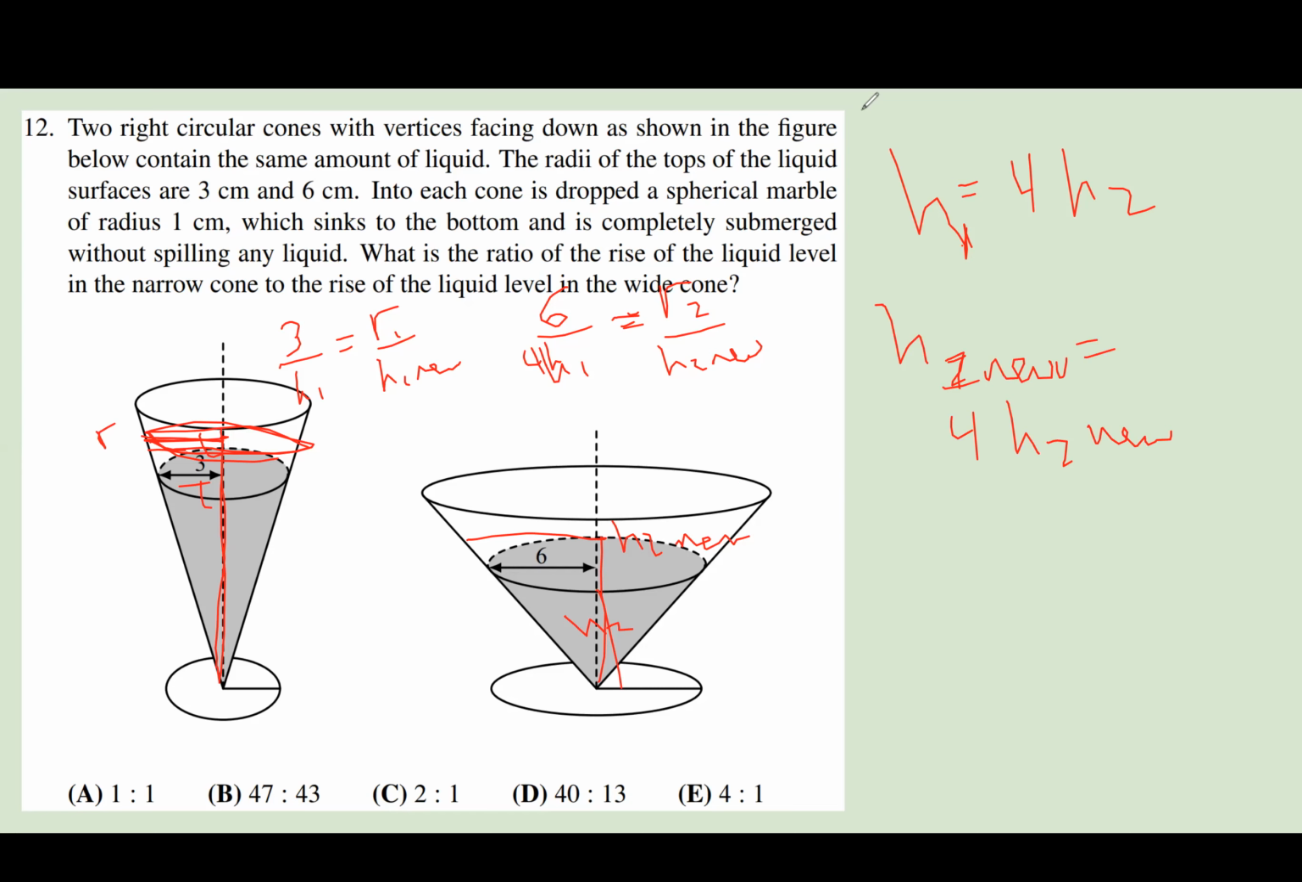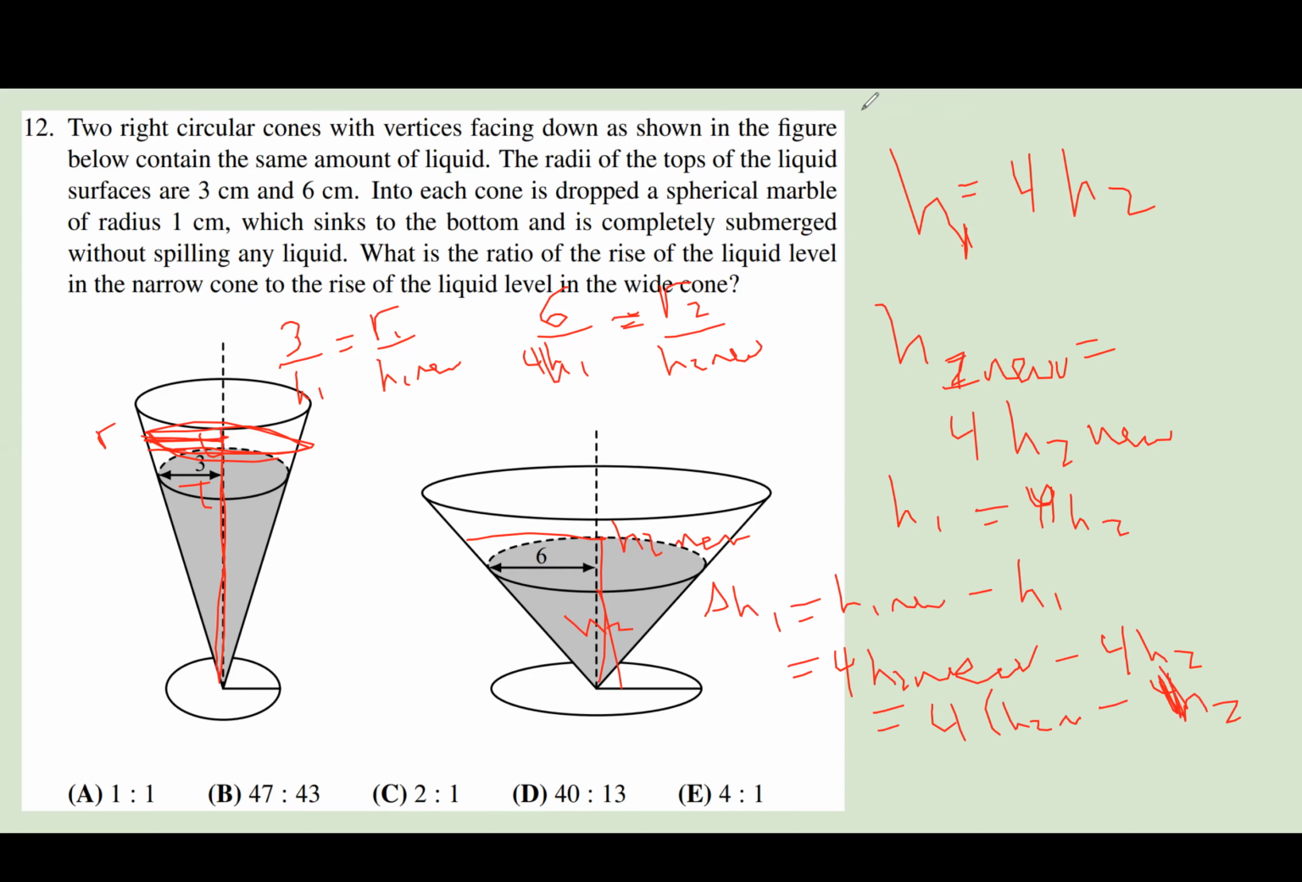But remember that the original height of the left one is also 4 times the original height of the second one. So if I do h1 new minus h1, which is basically delta h1, well, that's going to be equal to 4h2 new minus 4h2, or 4 delta h2.